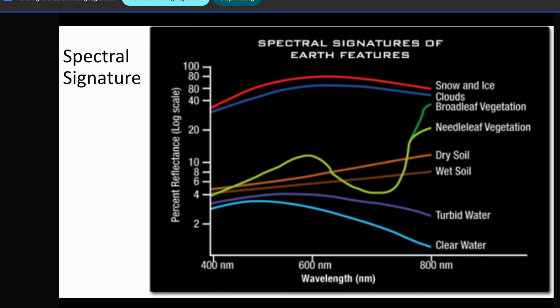Then different vegetation has higher green, and then dry soil, wet soil, different water, clean water, turbid water, everything has its own signature. This comes under remote sensing. So from the signatures you can find a wealth of information from this data.